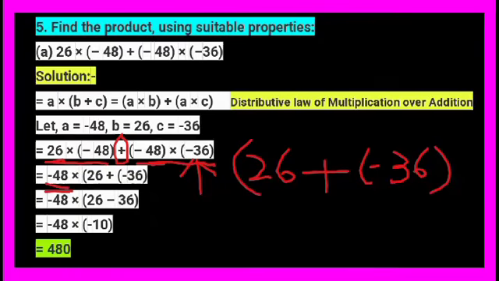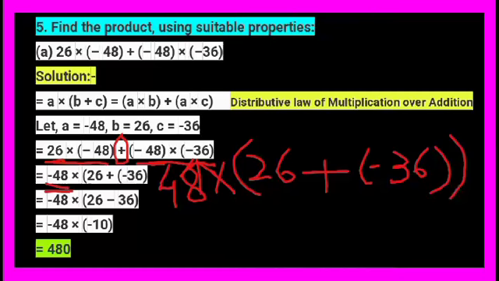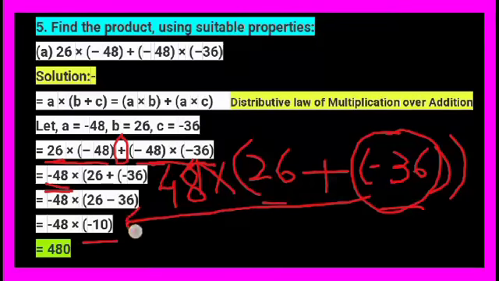And we can write as minus 48 multiplied by, into the brackets, 26 plus minus 36. Here one number is positive, another is negative. So plus minus minus, so we have to do subtraction. So here 36 minus 26 is equal to 10. And sign of greater number we will use. So it is negative.